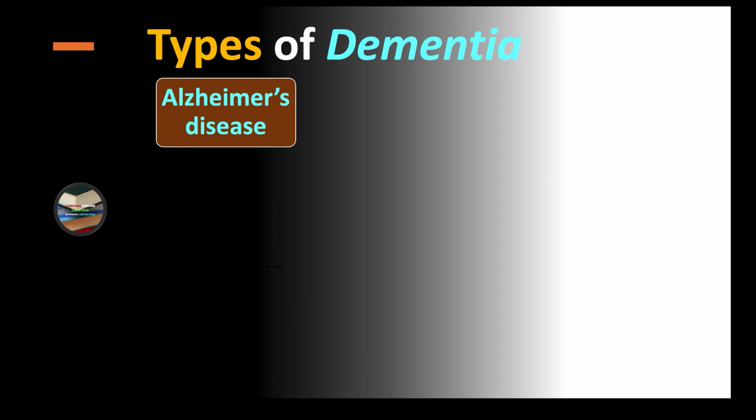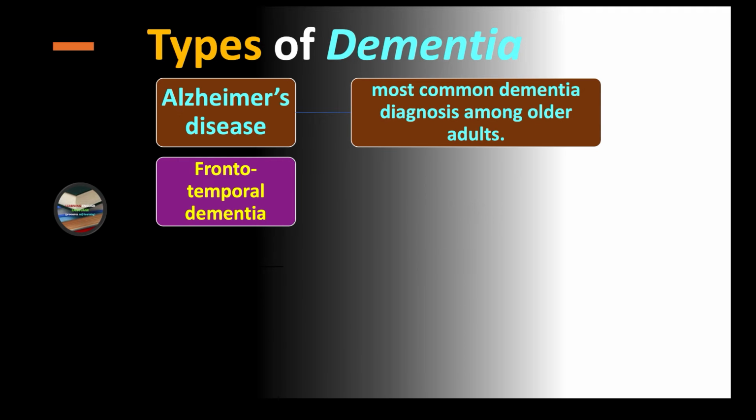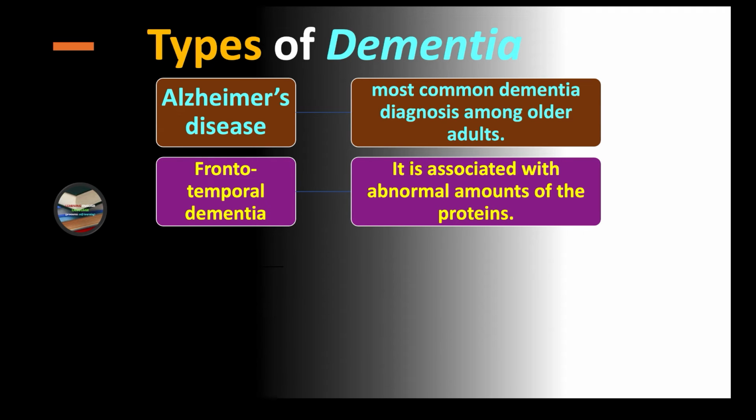Types of dementia. The first one is Alzheimer's disease. It's most common dementia diagnosis among older adults. Frontotemporal dementia. It is associated with abnormal amounts of the proteins in the brain.